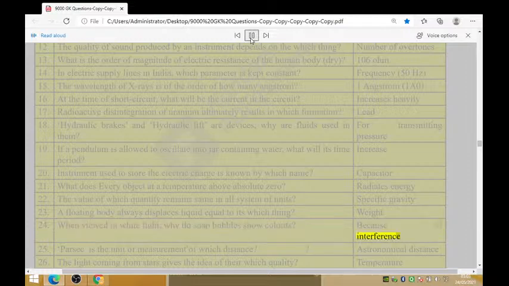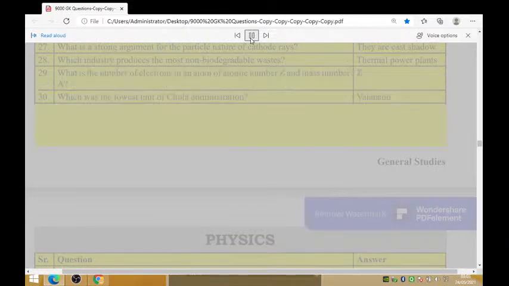24. When viewed in white light, why do soap bubbles show colors? Because of interference. 25. Parsec is the unit of measurement of which distance? Astronomical distance. 26. The light coming from stars gives the idea of their which quality? Temperature. 27. What is a strong argument for the particle nature of cathode rays? They cast shadows. 28. Which industry produces the most non-biodegradable wastes?